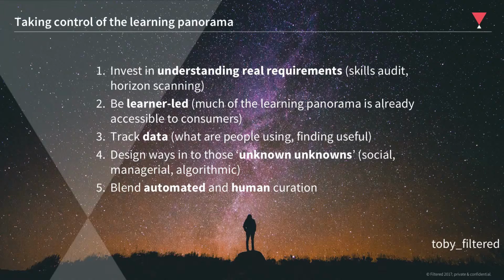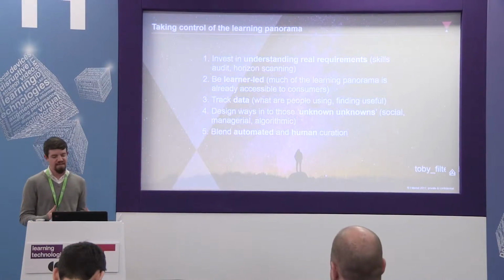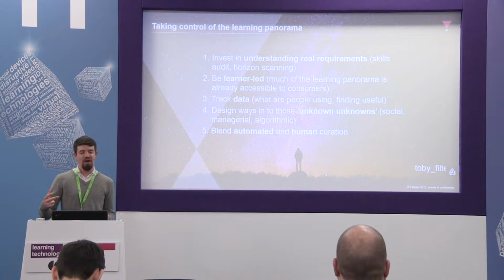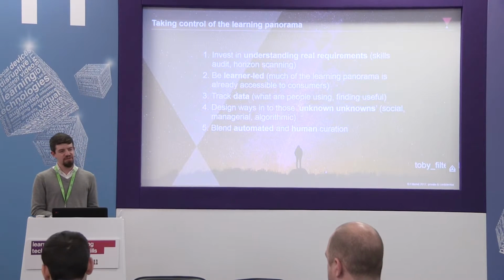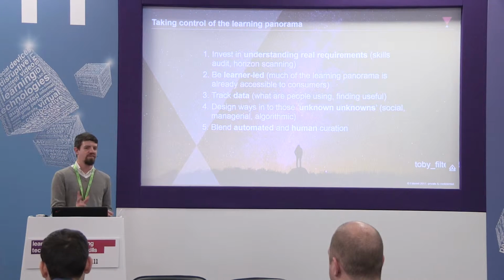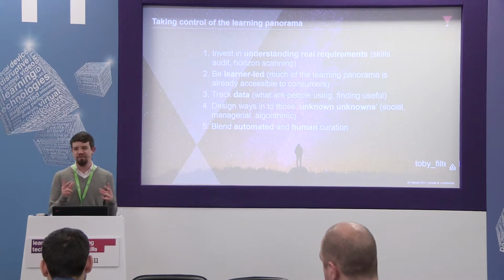The third one is to track data again, to record what people are doing and why they're doing that. And the fourth is to design ways to find those unknown unknowns. That might be through using social learning platforms, or a managerial process to think about what people don't know they don't know, or using an algorithmic approach, as we've demonstrated. Connecting people with the thing that they don't know they need to know next is probably the most valuable thing you can do.